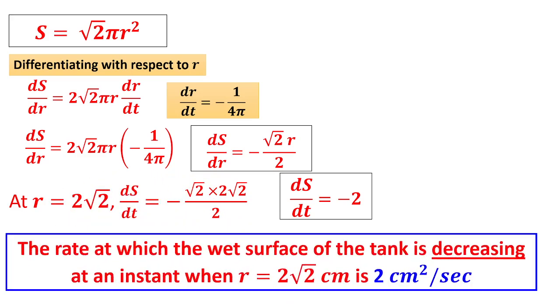But remember, they want the rate at which the wet surface is decreasing. Therefore, you should not use the minus sign. You have to give the answer as 2 centimeter square per second only. Whenever you are using the words rate of change of, you can use the minus sign.